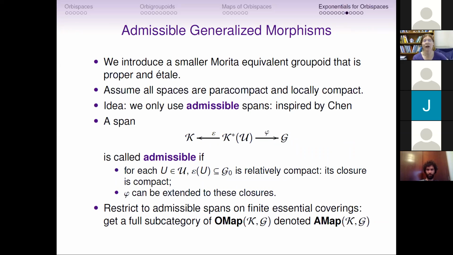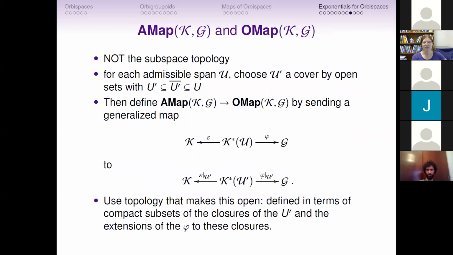Now, we get a full subcategory. Here's the trick: you don't actually want to take the subspace topology on this. Instead, you want to do this voodoo where you choose a little bit of a shrinkage, a nice open set that's contained in it, but such that phi extends to its compact closure. Anyways, it's a little delicate, so I will not belabor that point and just say there is a way of getting an inclusion from A map to O map as an open map. It's not the subspace topology, but it does work.